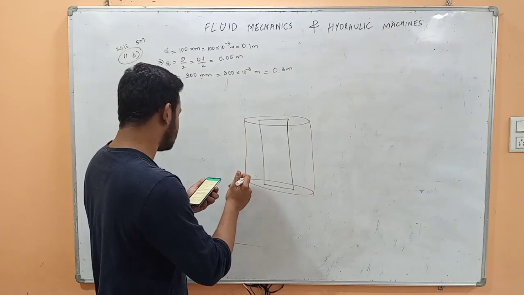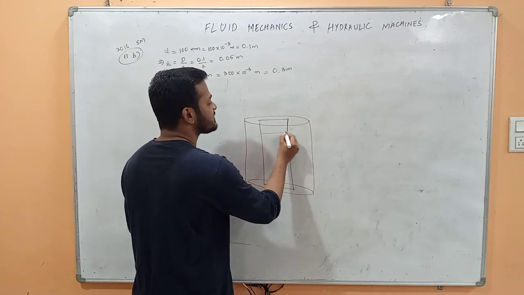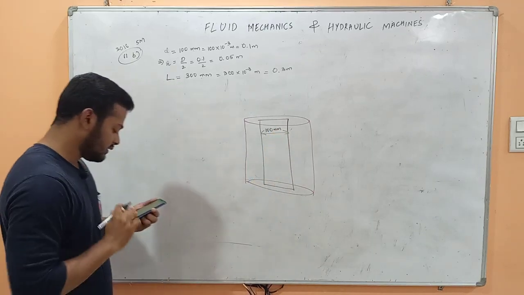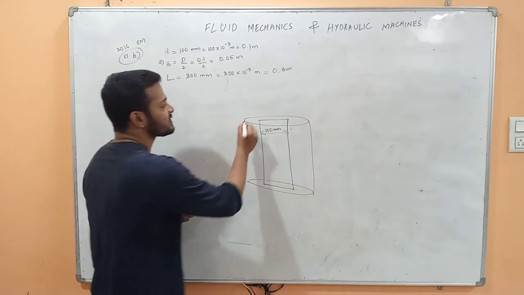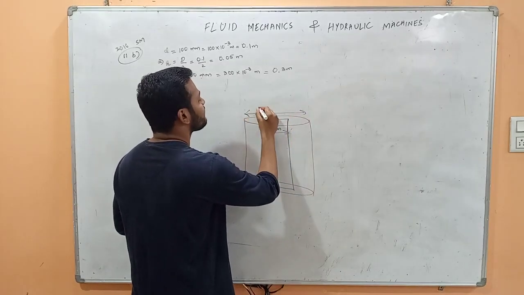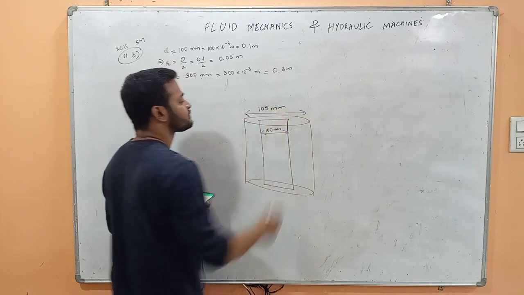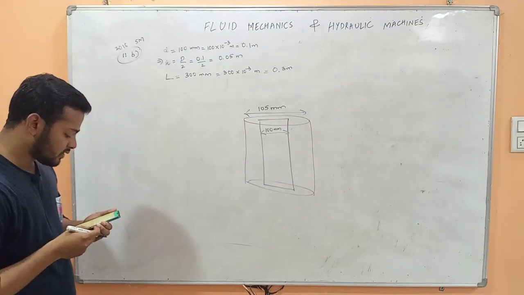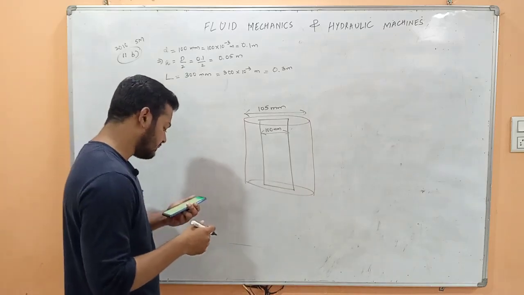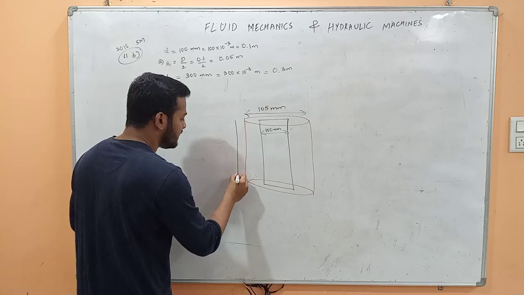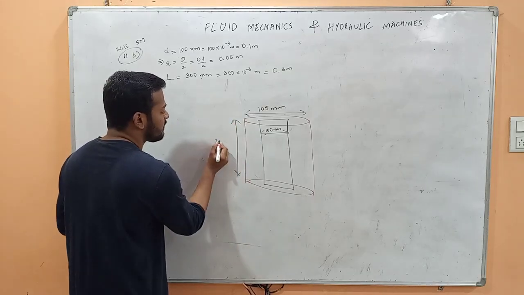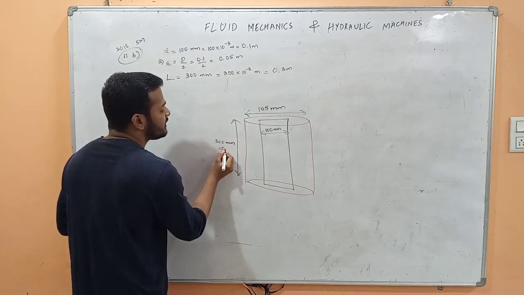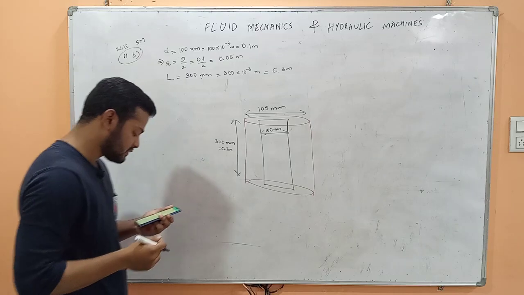The diameter of the inside cylinder is 100 mm. And the diameter of the outside cylinder, the external cylinder, is 105 mm. The length of both the cylinders is 300 mm. So the length is 300 mm, that is 0.3 meters in terms of meters.